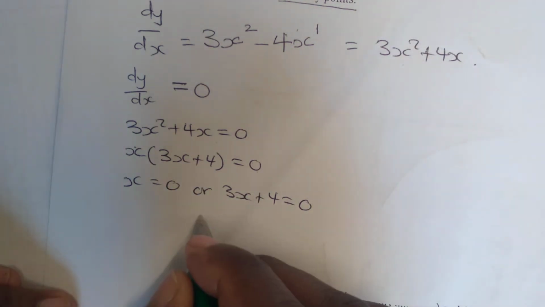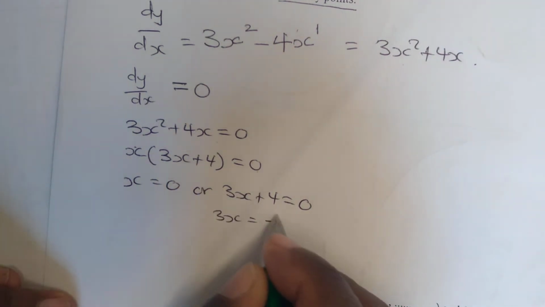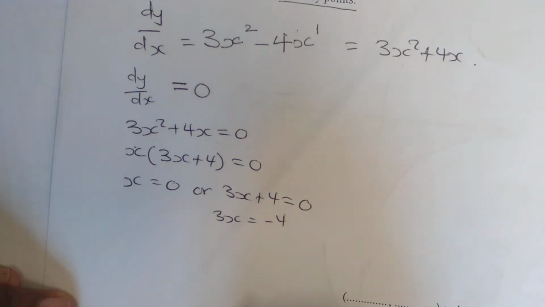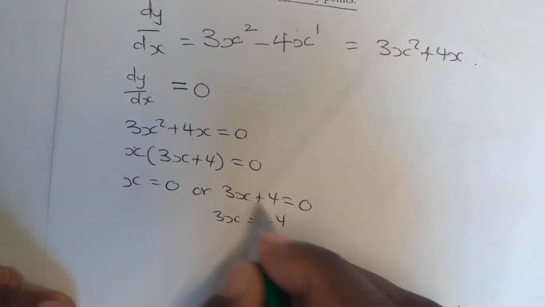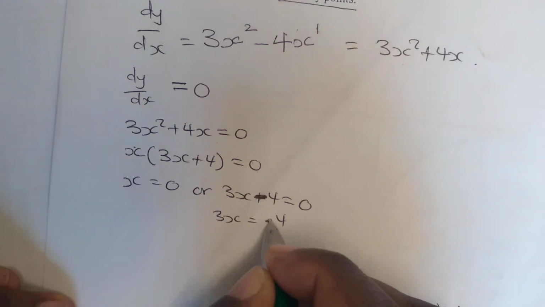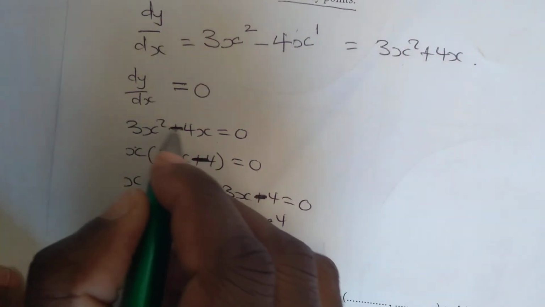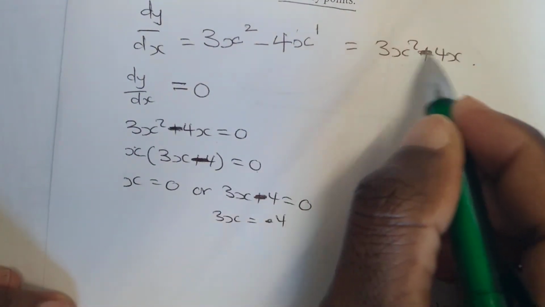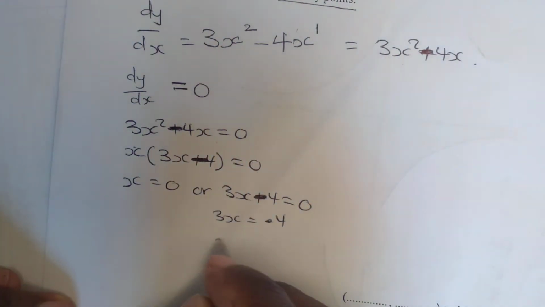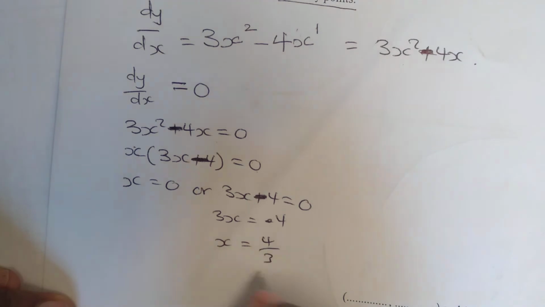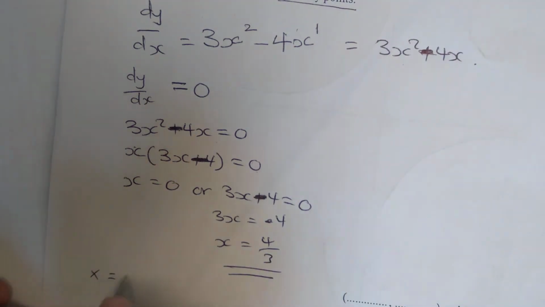So 3x equals minus 4. Oh, this is now a positive 4 since this was a negative 4. Negative 4, negative 4. So this is 3x equals 4, then x equals 4 over 3. Now we've got x equals 0 and x equals 4 over 3.